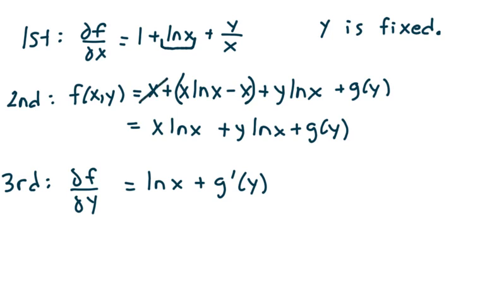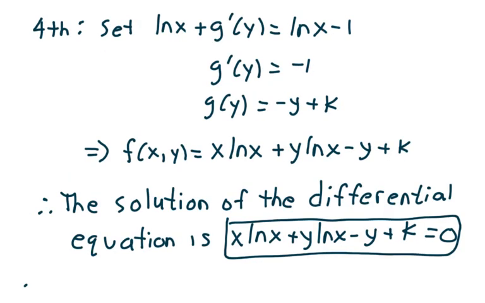The x terms are going to go away, and we get x natural log of x plus y times the natural log of x plus g of y. And remember, we want to get a handle on that g of y. So the partial of f with respect to y is equal to natural log of x plus g prime of y.